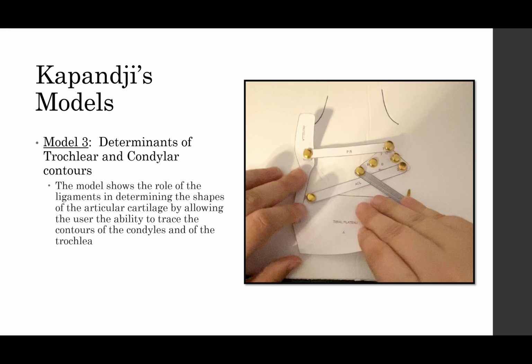Theoretically, by changing any of the ligament lengths and attachment sites, you could change the contours traced in this model. This makes the third model relevant in understanding how these contours form the way they do and how they may vary from person to person depending on their geometry.